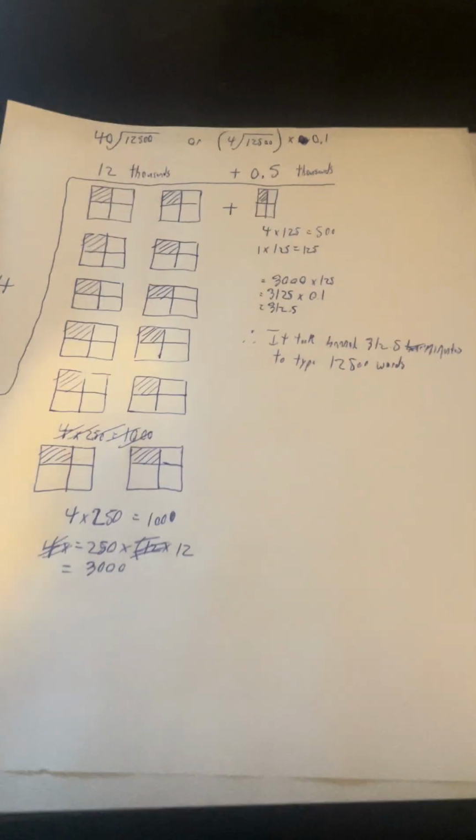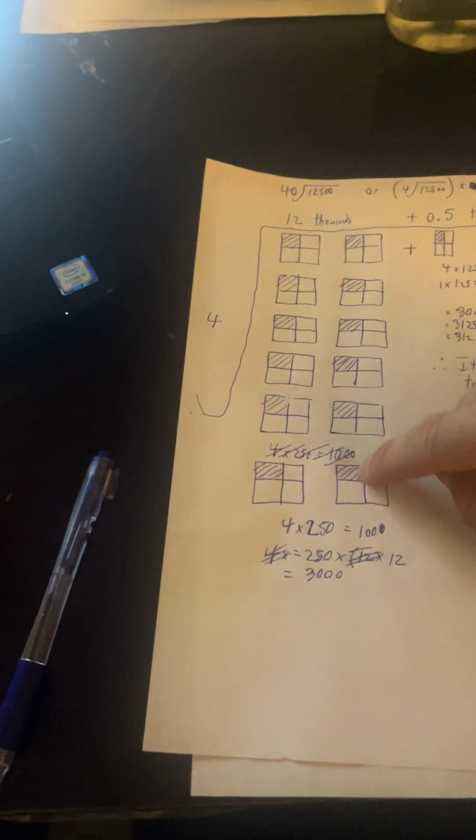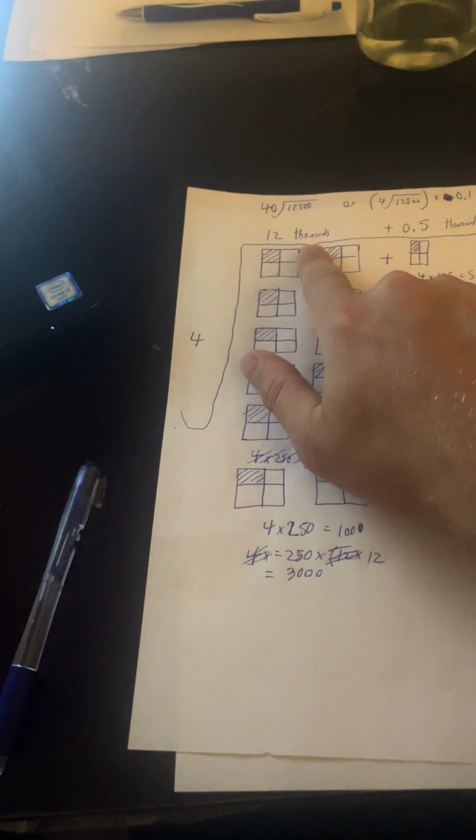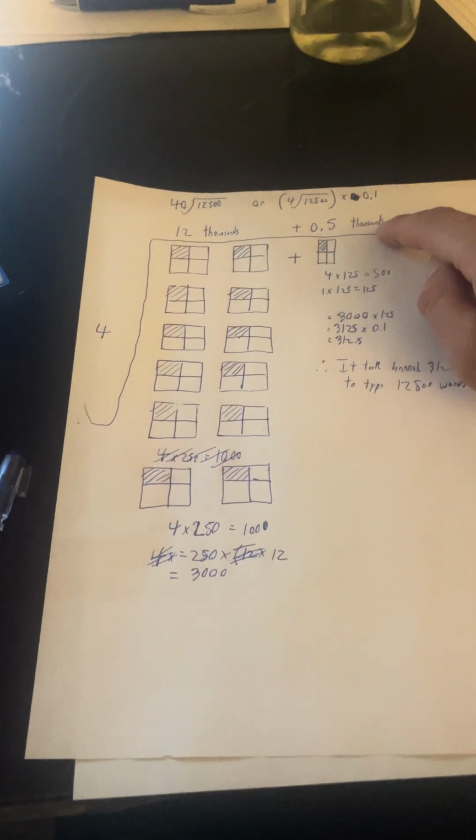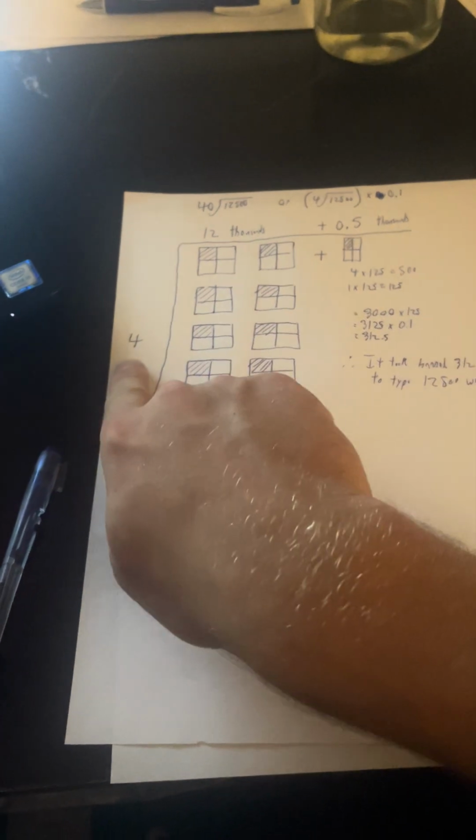So I wrote it down kind of like this, thought it was kind of neat. I wrote down all the blocks. We got 12,000 plus 0.5 thousand, or 500, and then we divide that by 4.